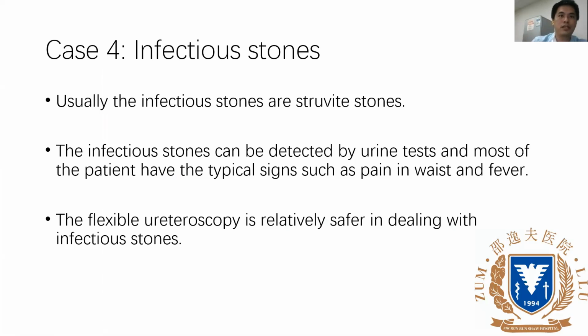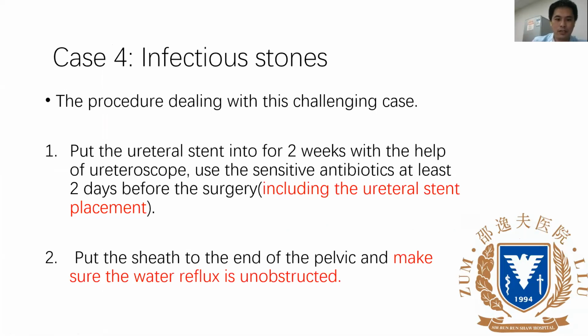How to deal with the infectious stones? Here are the steps. First, we will put the ureteral stent into the ureter for 2 weeks and use sensitive antibiotics for at least 2 days before the surgery. It depends on the culture results, we'll decide which kind of antibiotics we will use. And then after 2 weeks of placing the ureteral stent, we can start the operation, put the sheath at the end of the pelvis and make sure that the water reflux is unstopped.